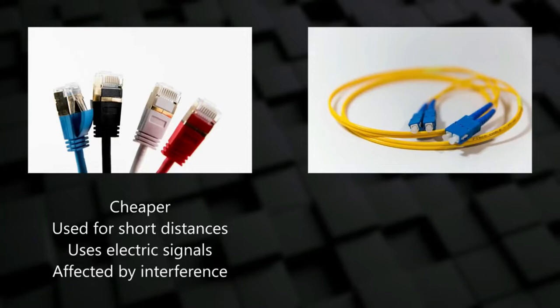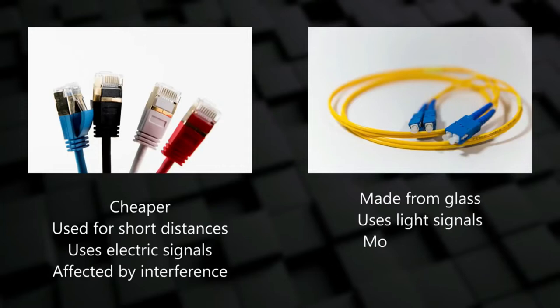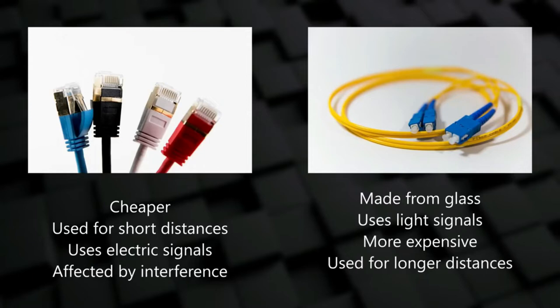Fiber cables are made of strands of glass. Data is sent through the fiber in the form of light. Fiber is more expensive, but is really good over longer distances. Also, it is not affected by outside interference.